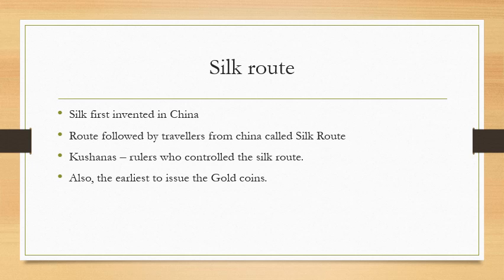The best known rulers who controlled the Silk Route were the Kushanas, who ruled over Central Asia and Northwest India around 2000 years ago. Their two major centers of power were Peshawar and Mathura. Takshila was also included in their kingdom. The Kushanas were amongst the earliest rulers of the subcontinent to issue gold coins. These were used by the traders along the Silk Route.